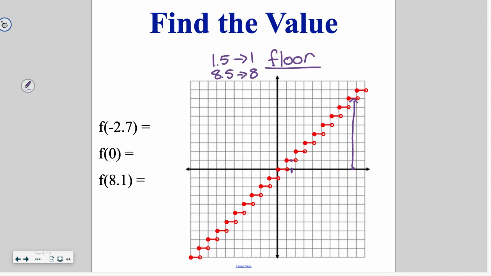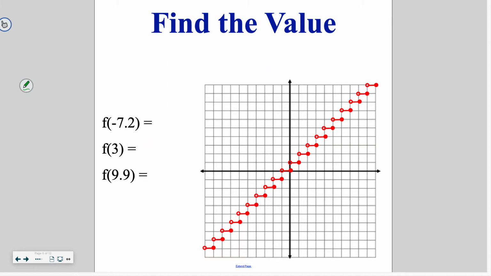So I'm going to go ahead and solve these problems. It's saying f of negative 2.7. What that is saying is to go down to the nearest integer. So I go over 2.7, and going down rounds me down to negative 3. If I plug in 0, 0 is already an integer, so there's no rounding involved. It stays at 0. So if you have an integer in a floor or a ceiling function, nothing's going to change because we don't need to round. Then if I'm at 8.1, again, we're at the floor, so I'm rounding down. 8.1 is going to round me down to 8.